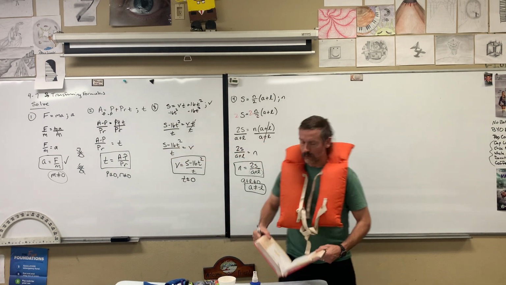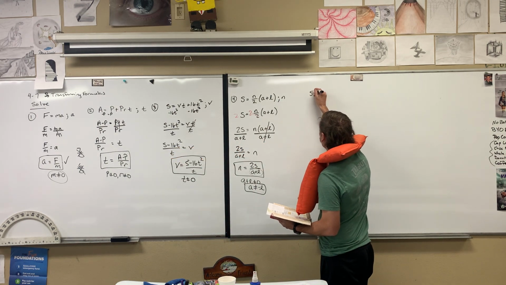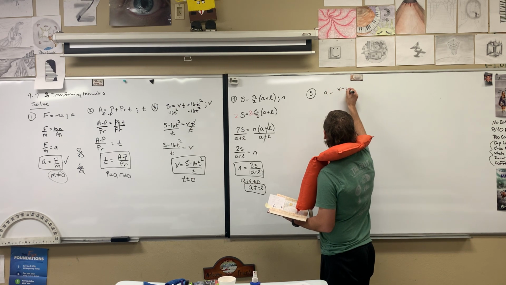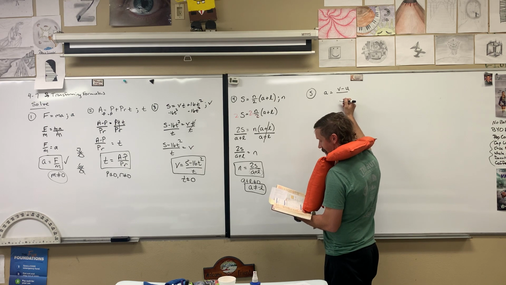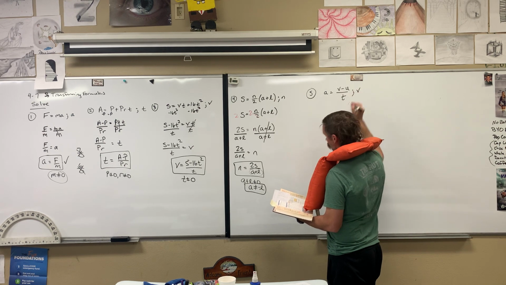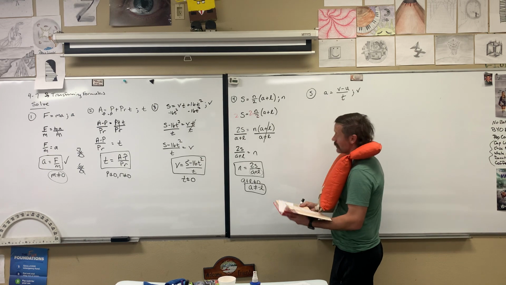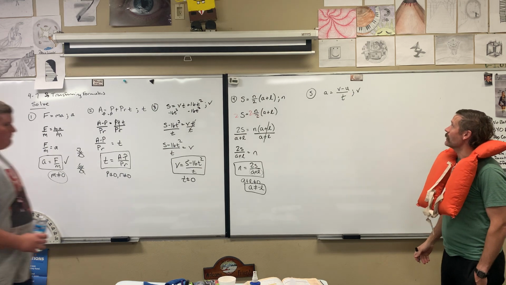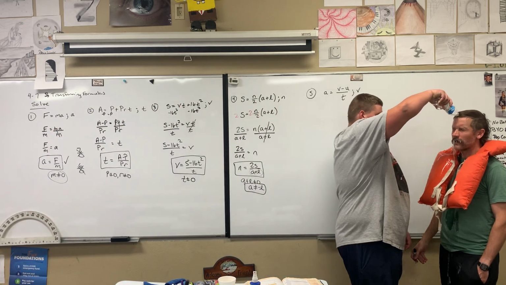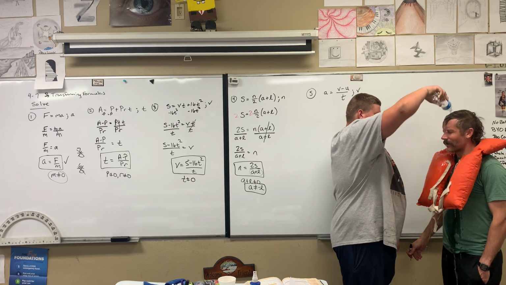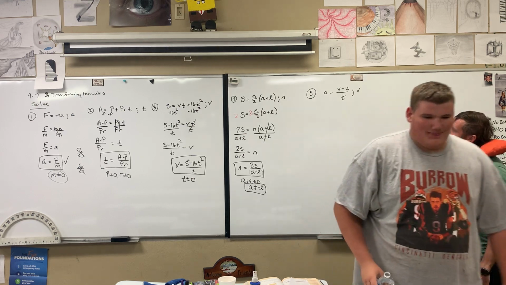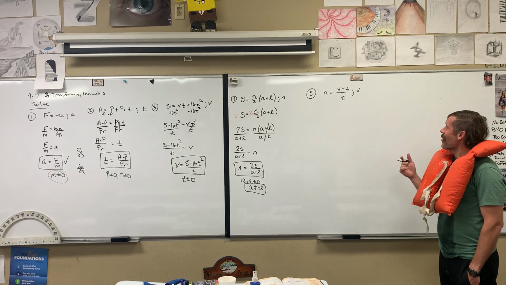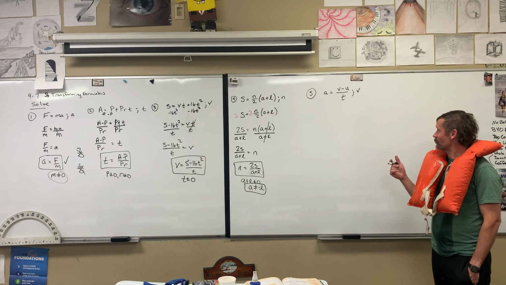Okay, let's go on to the next one here, number 5. And number 5, let's do A equals V minus U over T, and we are going to solve for V. Okay, so go ahead and write that one down. So A equals V minus U over T, and we're going to solve for V, and just do that.